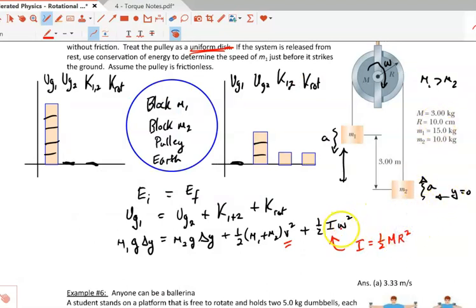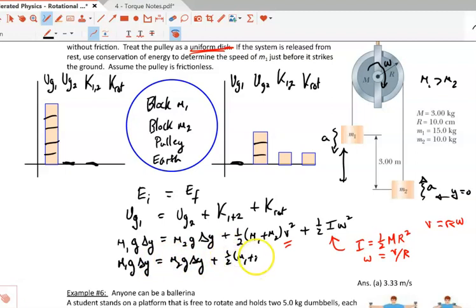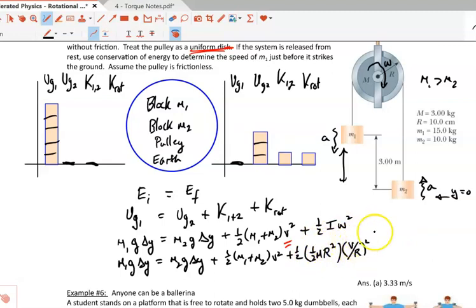We also need to relate angular velocity to velocity. And we're assuming the rope is not slipping with the pulley. So if you recall, v equals r times omega, or capital R in this case. So we can replace the angular velocity with v over r. Okay, so putting those in, I get the following. m1 g delta y, m2 g delta y, plus 1/2 (m1 plus m2) v squared plus another 1/2 M r squared times (v over r) quantity squared.